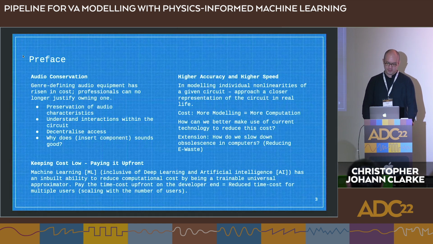I want to preface the presentation with a short introduction to some key points surrounding this topic. As we all know, before the days of digital plugins, there were these genre-defining audio hardware processors. And by that I mean these hardware processors have sonic signatures that are immediately recognizable by listeners and audio engineers of a certain genre or period of music. Some of these famous analog hardware units have now become collector's items and have risen in price so much that many professionals can no longer justify owning one.